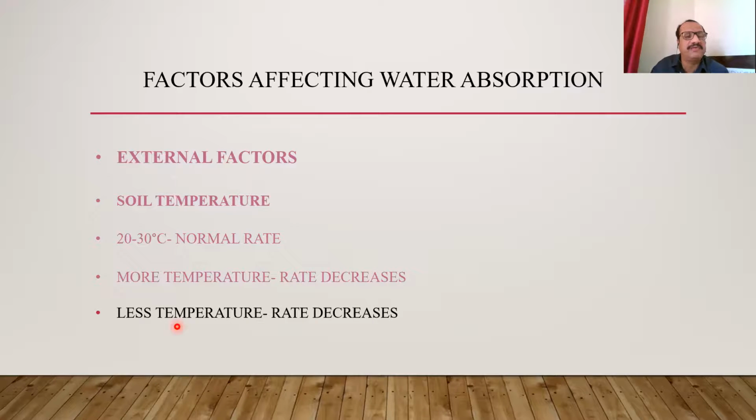If the temperature is less than 20 degrees Celsius, in that case also, the rate of water absorption decreases. And if the temperature is very low, freezing temperature, 0 degrees Celsius, the process of water absorption totally stops, because at very low temperature there is an increase in the viscosity of water as well as the viscosity of protoplasm, and a decrease in the permeability of the cell membrane. The cell membrane or plasma membrane becomes resistant. It is not permeable for the entry of water. So there will be no osmosis, no endosmosis. So either more temperature or less temperature, both are harmful for water absorption. The normal range, 20 to 30 degrees Celsius of soil temperature, is suitable for water absorption to take place.